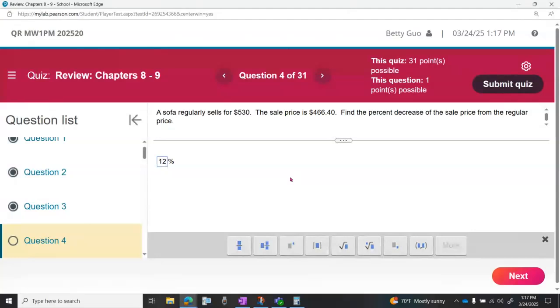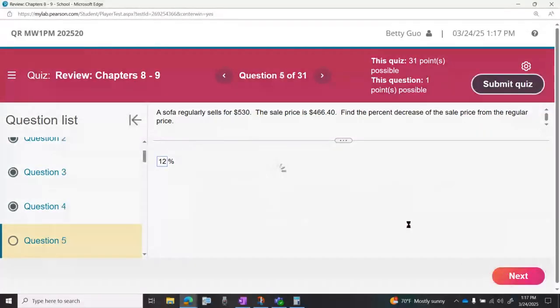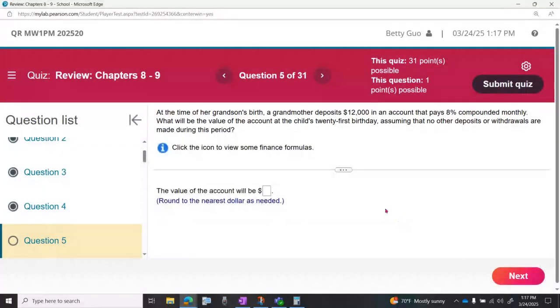All right. If you purchase $100 value of the sofa, and you save $12, that's what 12% means. If you purchase an originally $100 value sofa, and you save $12, now you only pay $88. That's what it means. Question number 5.